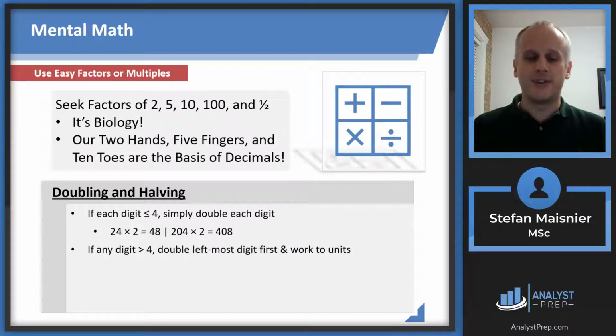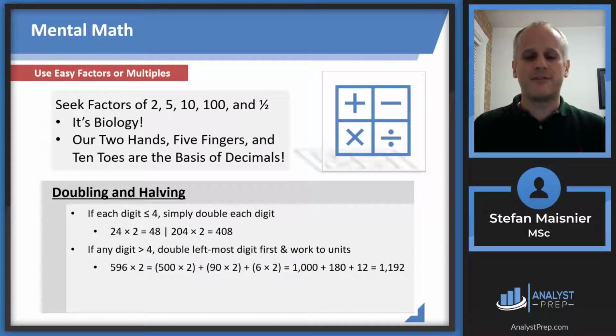Now, if any of those digits is greater than 4, you'll want to double your leftmost digit first and then work to the units. So let's take a look at another slightly more complex example where we've got 596 times 2. First, we'll just consider that 500 with the 5 in the hundreds digit. So 500 times 2 will be 1,000. Then we've got the 90 left, so that's going to be 90 times 2, which is going to be 180. And then we've got the 6 at the end, and that 6 times 2 is going to be 12.